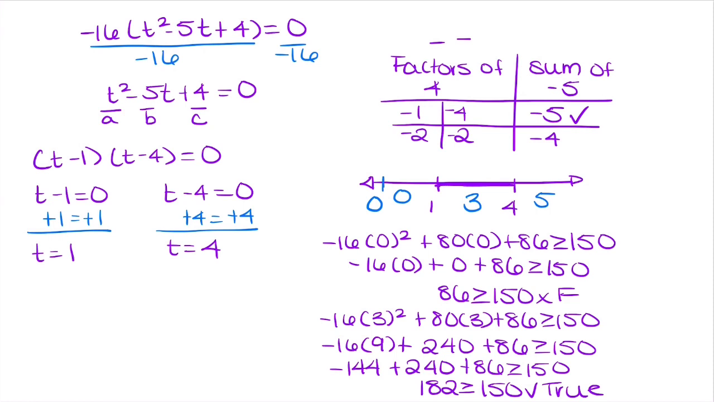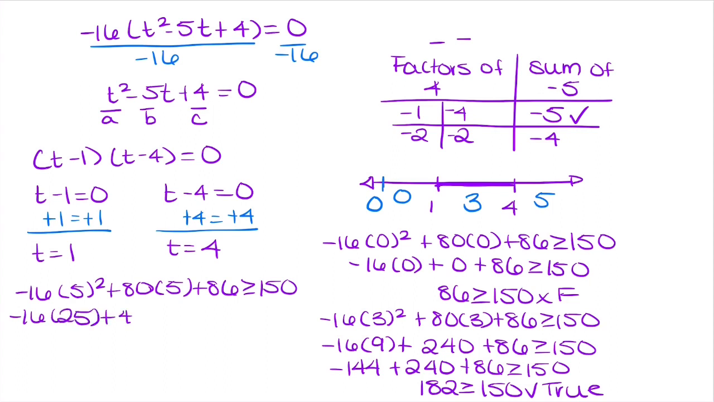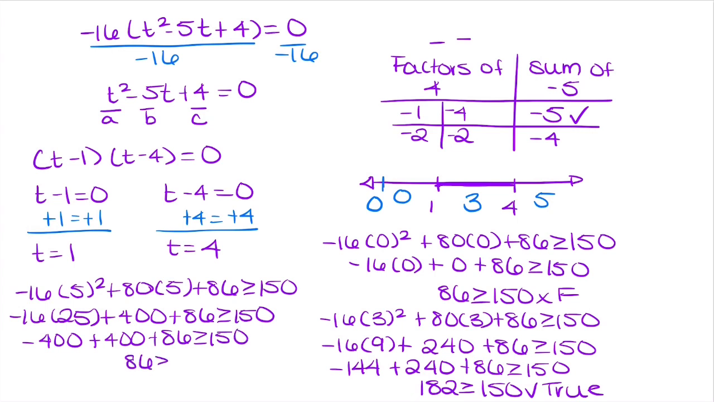And then now let's test the value 5. So if I plug in t equals 5, I get negative 16 times 5 squared plus 80 times 5 plus 86 is greater than or equal to 150. Negative 16 times 25 plus 80 times 5, which is 400, plus 86 is greater than or equal to 150. Negative 16 times 25 is negative 400, so we have negative 400 plus 400 plus 86 is greater than or equal to 150, which tells us that 86 is greater than or equal to 150, which is false.